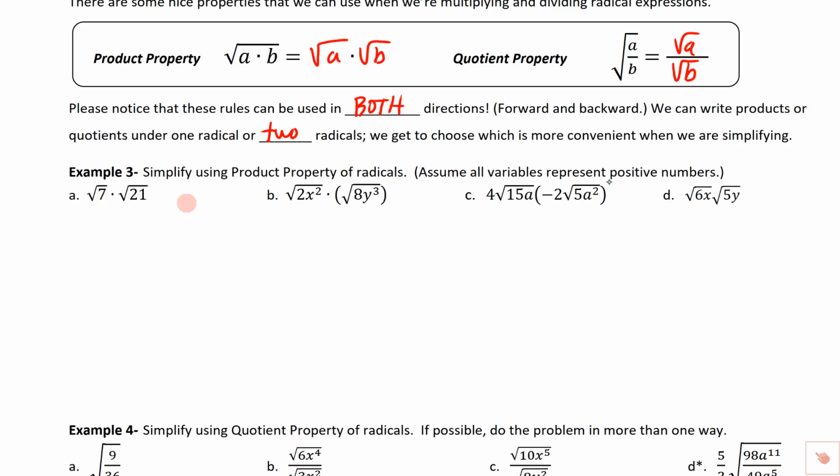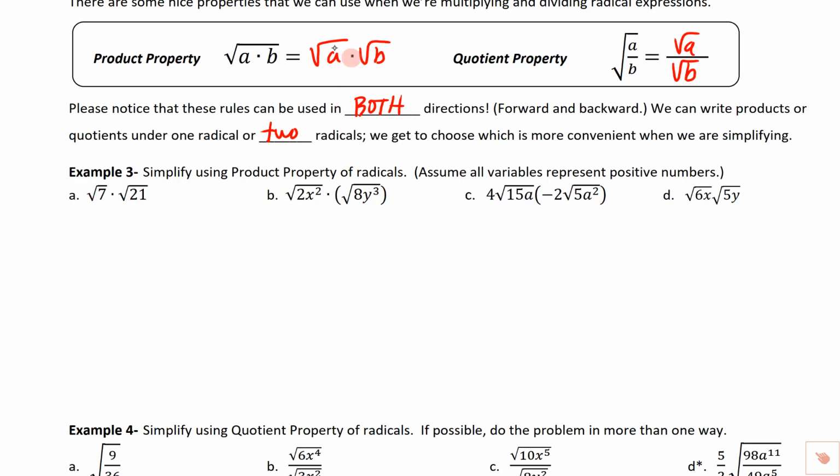And again, we're going to assume that all of the variables represent positive numbers. So on A, we don't have any variables on this one. So here's the advantage. What we have here is a radical that can't be simplified, multiplied with another radical that can't be simplified. This is just a 7. This is a 3 and a 7. We don't have any pairs.